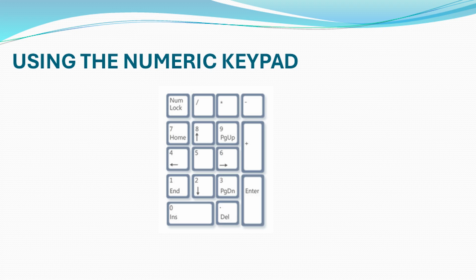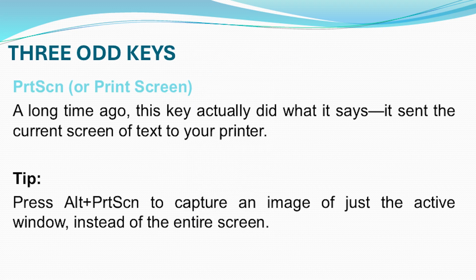To use the numeric keypad to enter numbers, press Numlock. Most keyboards have a light that indicates whether Numlock is on or off. When Numlock is off, the numeric keypad functions as a second set of navigation keys. These functions are printed on the keys next to the numerals or symbols. You can use your numeric keypad to perform simple calculations with Calculator. 3 odd keys.